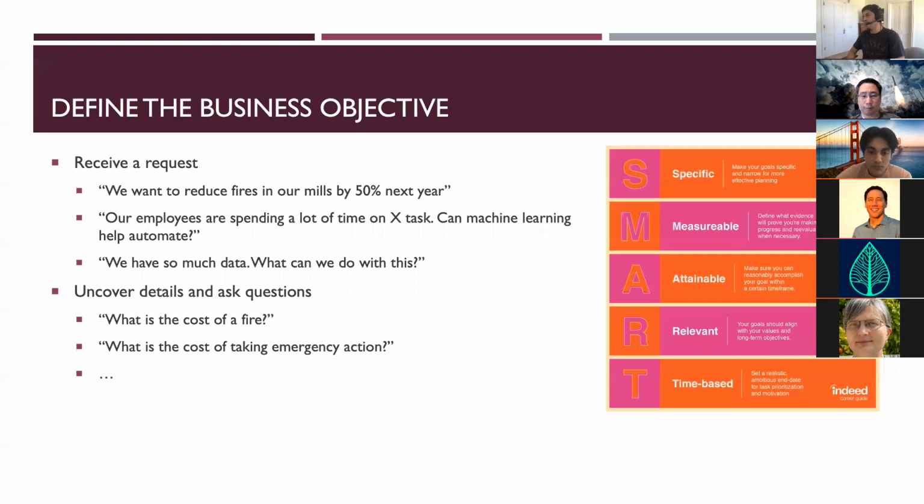Examples of that: the one about the fires in the mills; our employees are spending a lot of time on task X, can machine learning help automate? That's something you'll frequently get: there's some time suck and they say, can we do this automatically with machine learning? Another common one is, we have a whole bunch of data, what do we do with this? Obviously, there's some value to it. Everyone keeps claiming that data is the new oil or the new gold or whatever they want to compare it to. And so people have this idea that data will somehow magically turn into value.